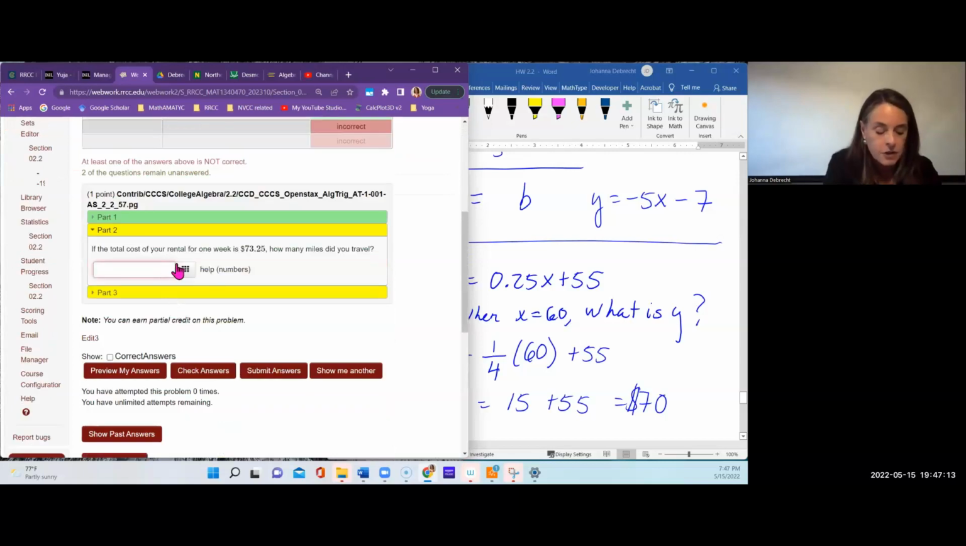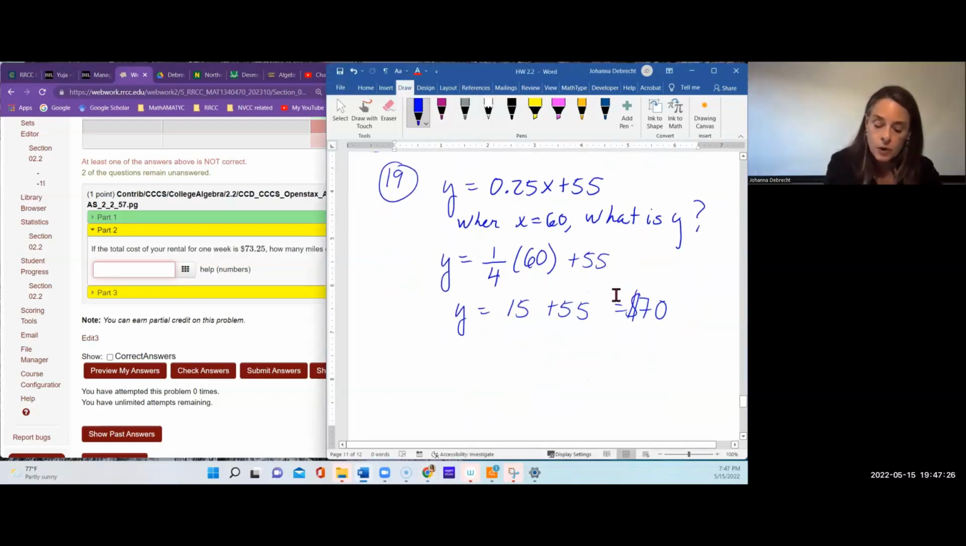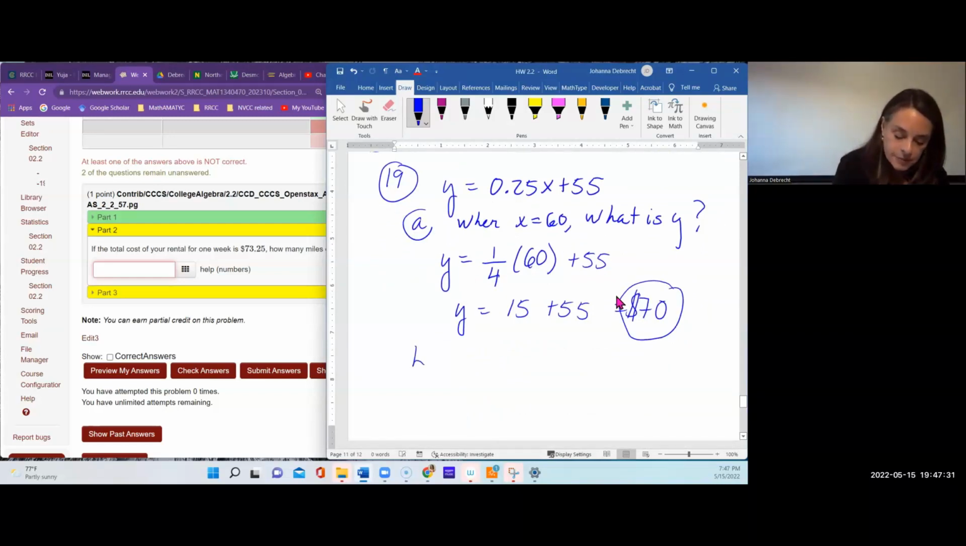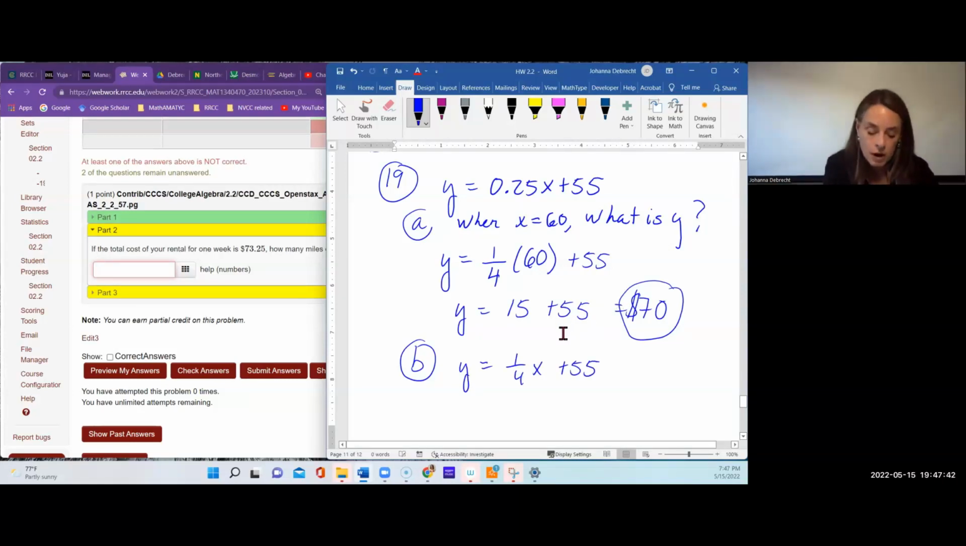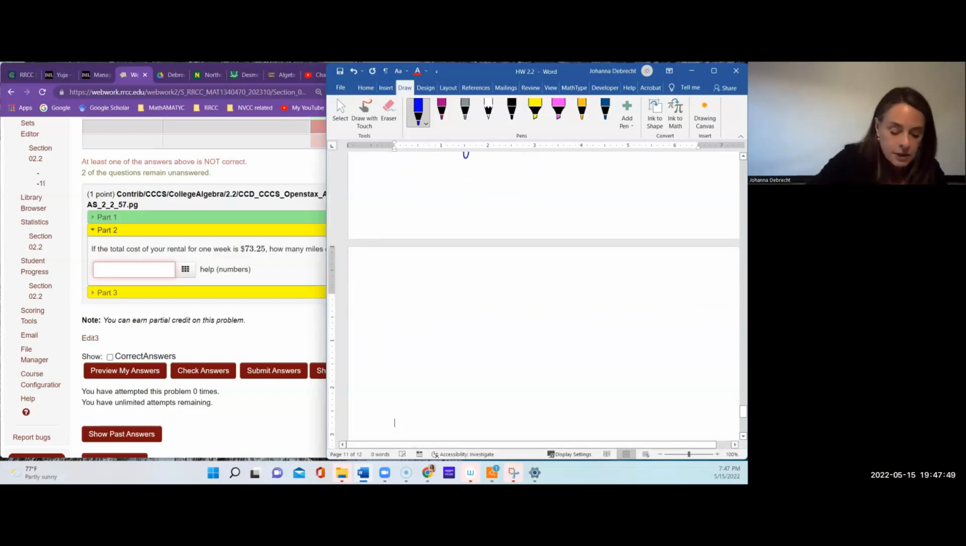Yes. If the total cost of my rental for 1 week is $73.25, how many miles did I drive? Again, I'm starting back with the original equation, y equals 0.25x plus 55. I'm going to write it as 1/4 x plus 55. This time they gave me the total cost, which is the y value. So I replace the y with the total cost, which is the $73.25.